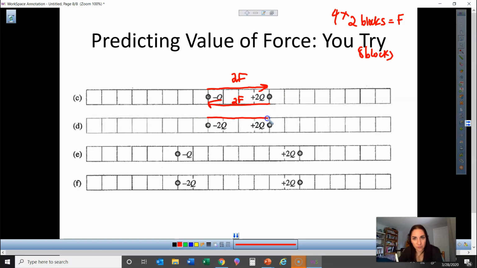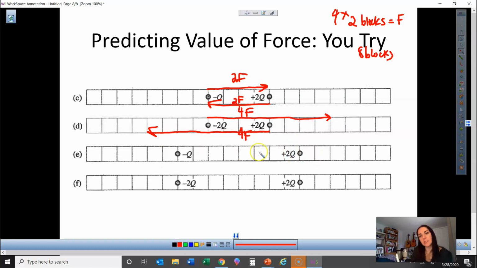1, 2, 3, 4, 5, 6, 7, 8. And it's the same between this one. 1, 2, 3, 4, 5, 6, 7, 8. I think I counted right. This is 4F and 4F. Okay. So that's the answer to that one. Now these are attracting because of the opposite signs.